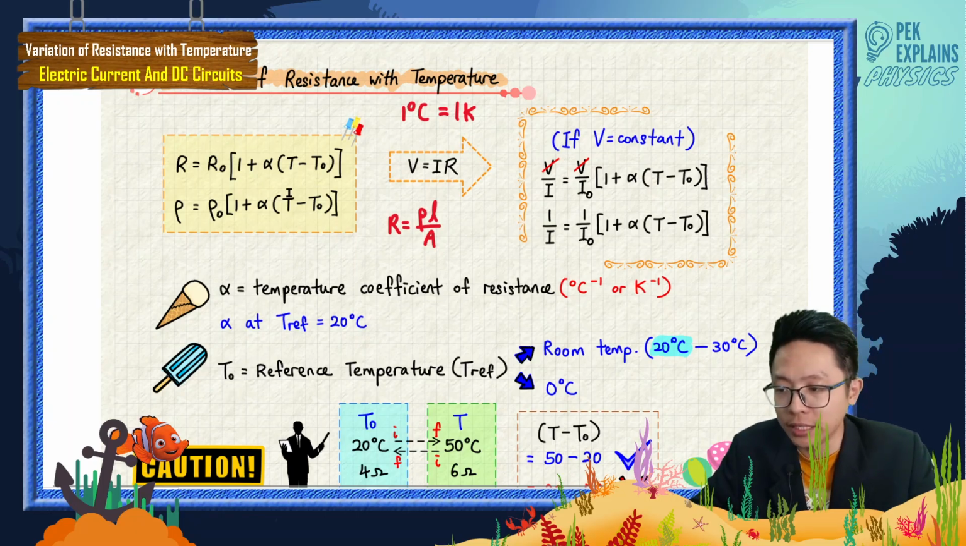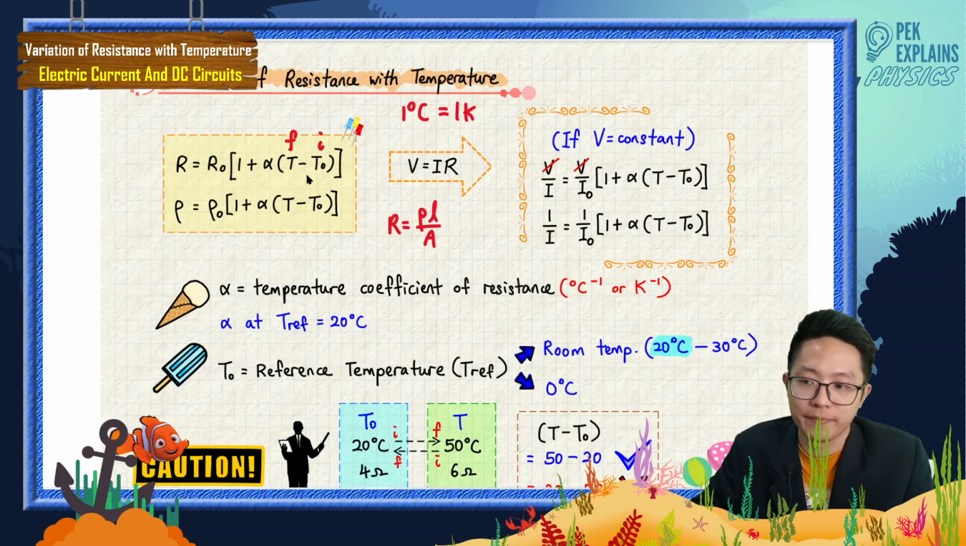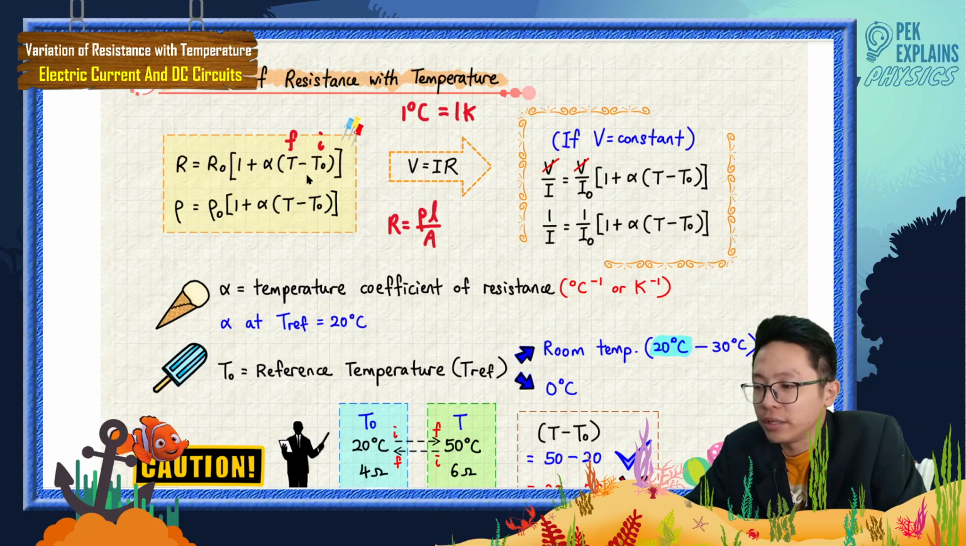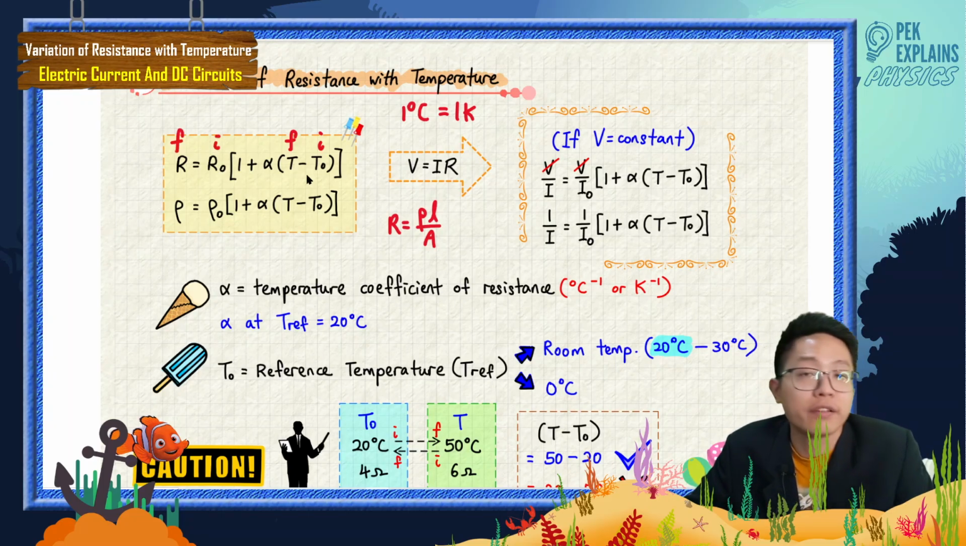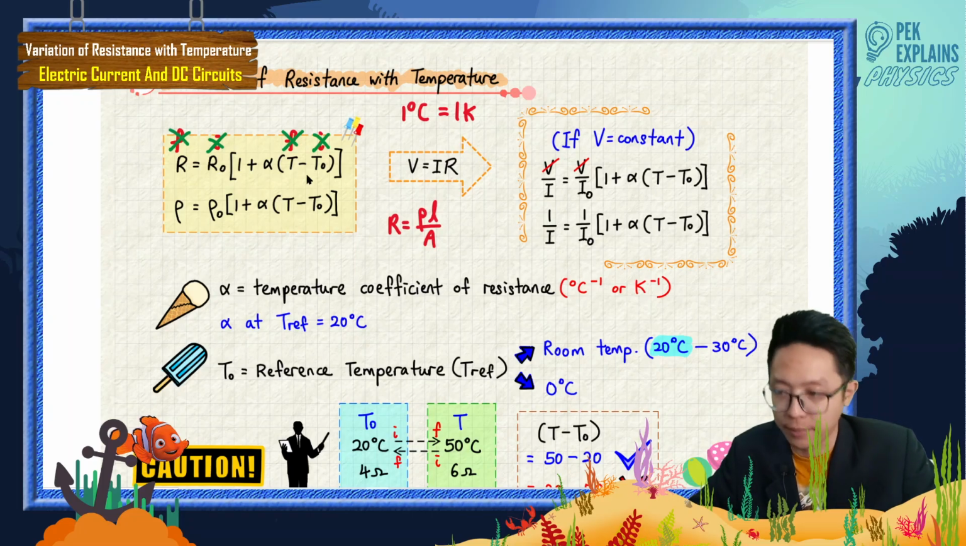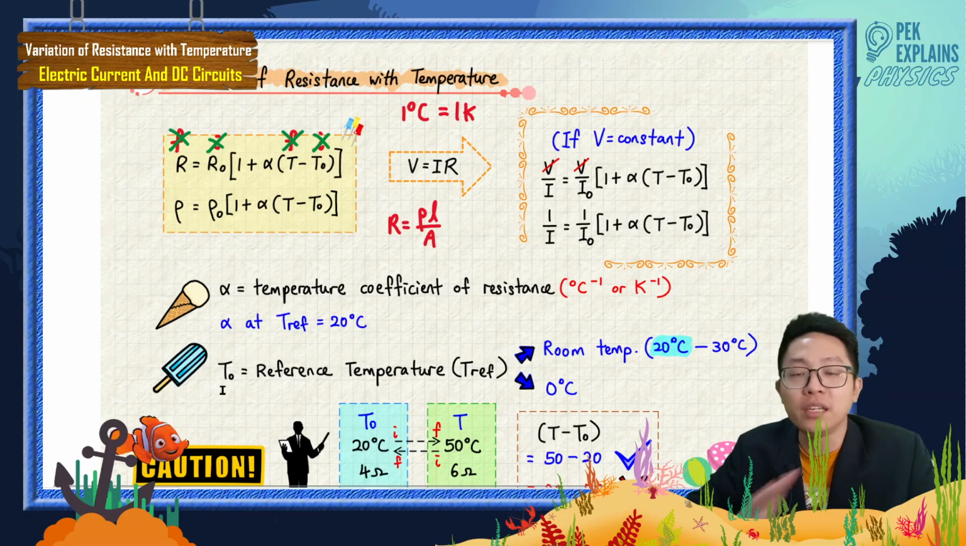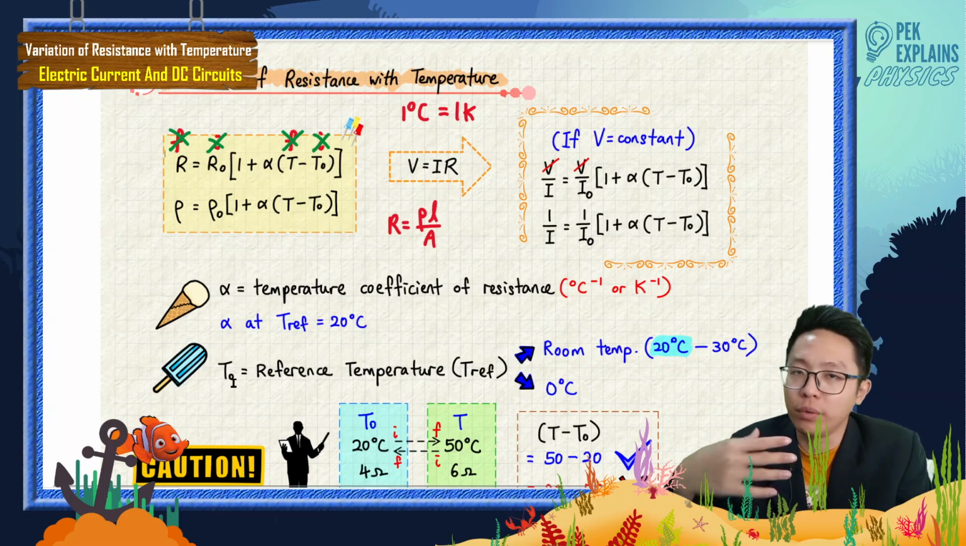Some of you may think that T naught is the initial temperature and T must be the final temperature, isn't it? And R naught is the initial resistance, R is the final resistance, isn't it? This is wrong. Here, this T naught is not about initial or final. Wrong concept. T naught here is a bit different from what we learned before.